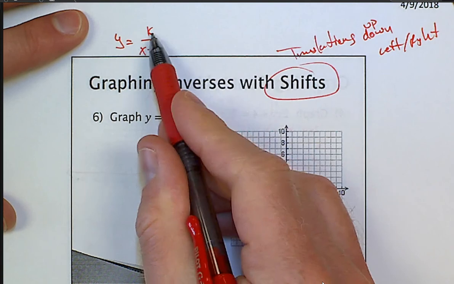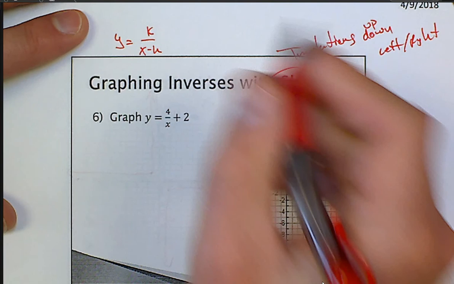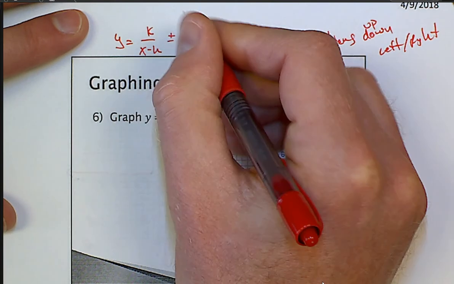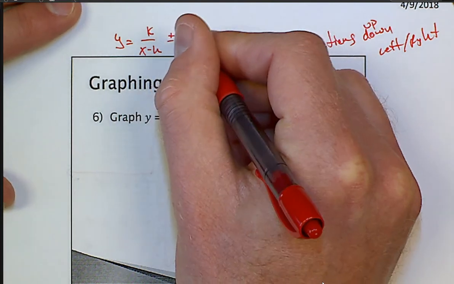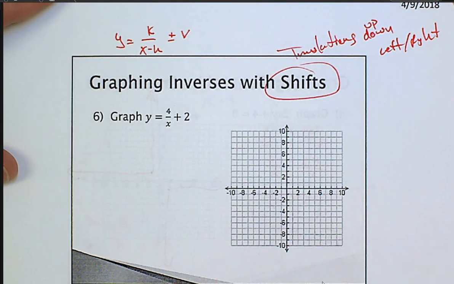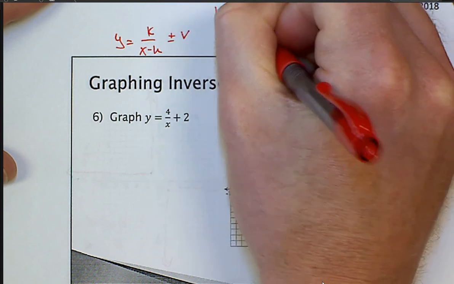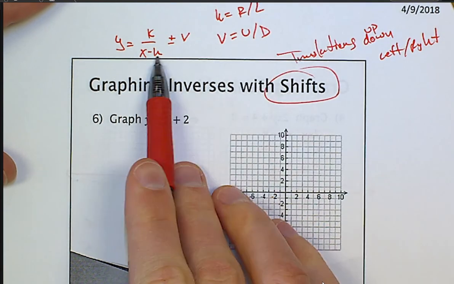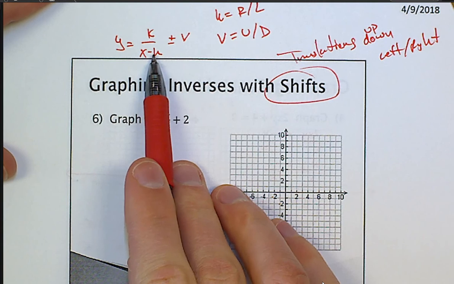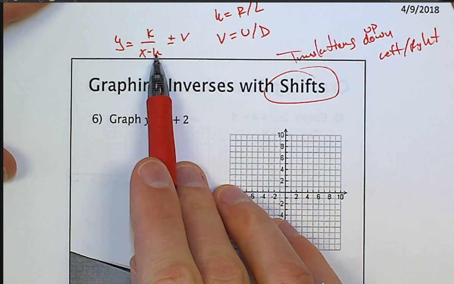We usually say h and k, but since k is our constant of variation, we can do plus or minus v, because it's going to be a vertical shift up and down. So that's basically the form where h is going to move us right and left, and v is going to move us up or down. And if you remember, your h value is always kind of the opposite of what it is here. So if it's x minus 3, that means you're moving it to the right 3 units.